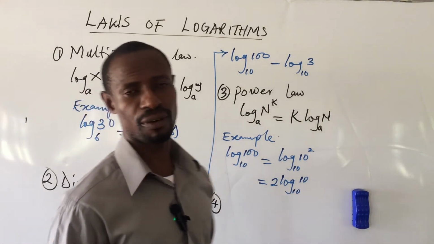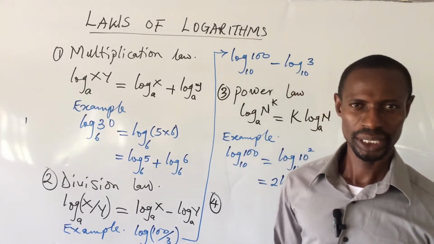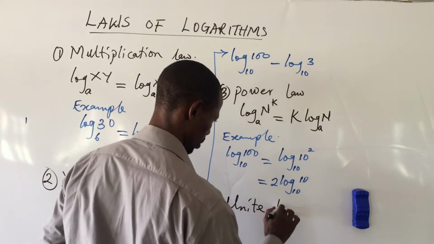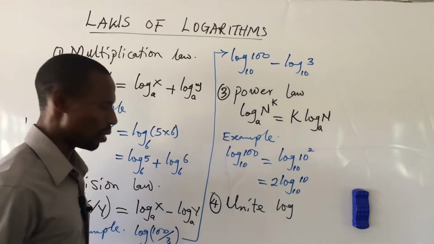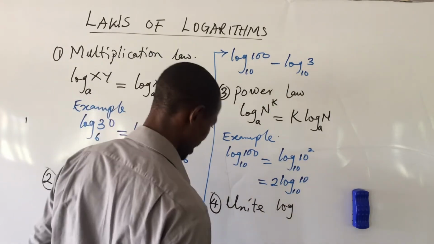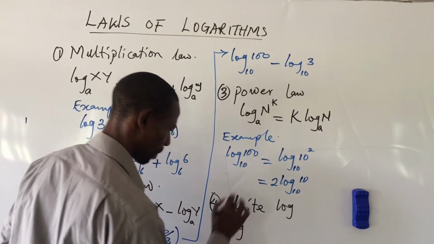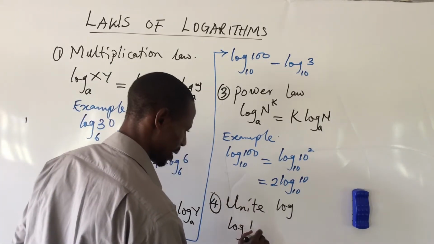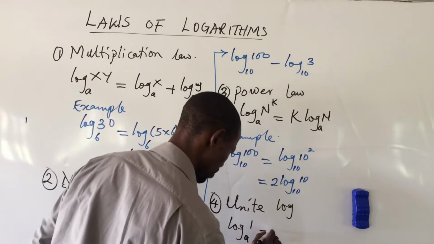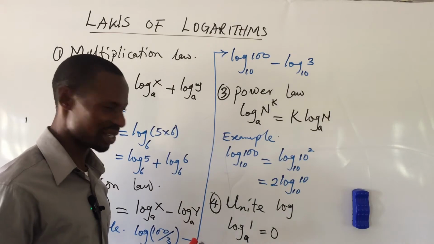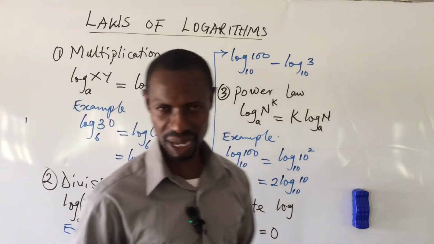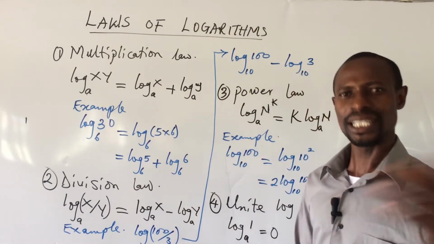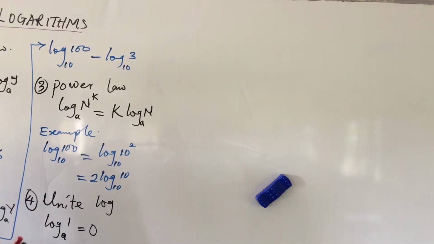All right. Rule number 4, I call it the unit log. So here we have the unit log. The unit law, or the law of unit log, says that if you have log 1, which is unity, base a, this is equal to 0. Very simple. Log 1 base any number, whether base 100, base 1000, or base an alphabet, is going to give you 0. From here, let's take an example.